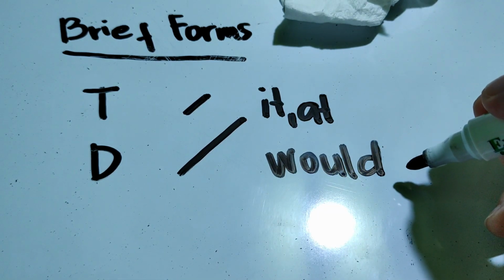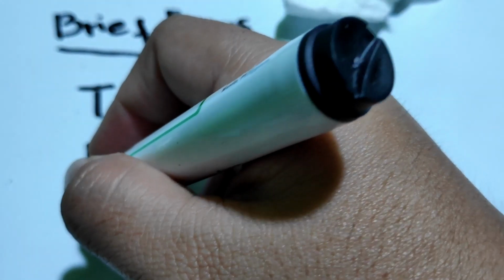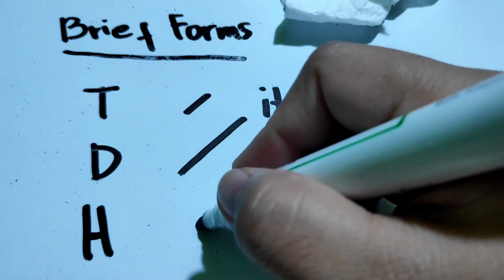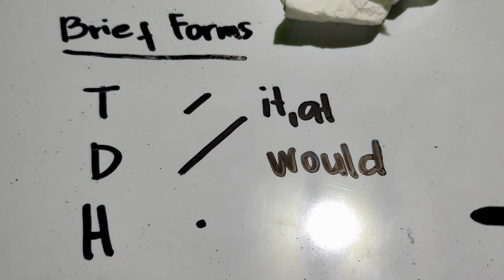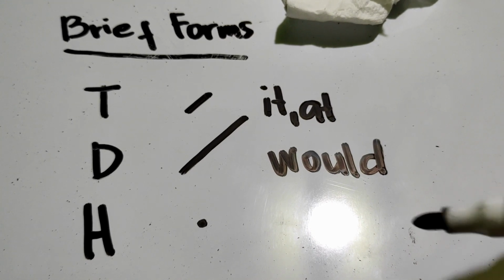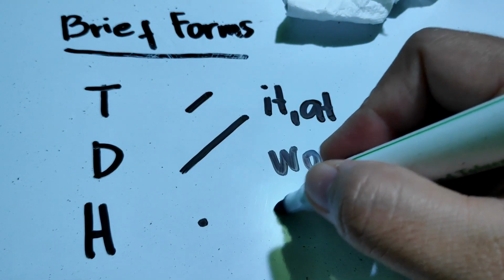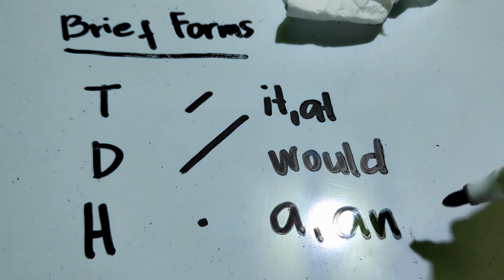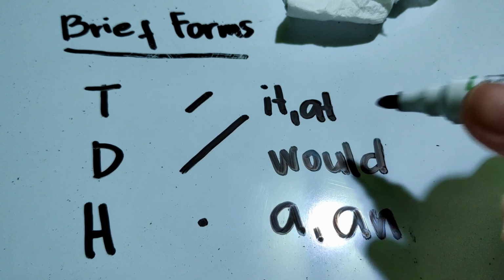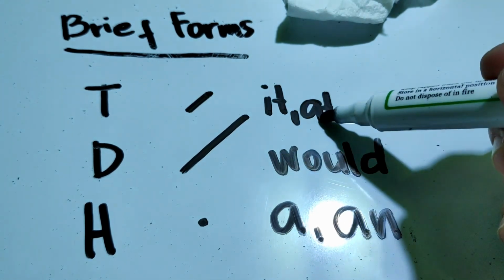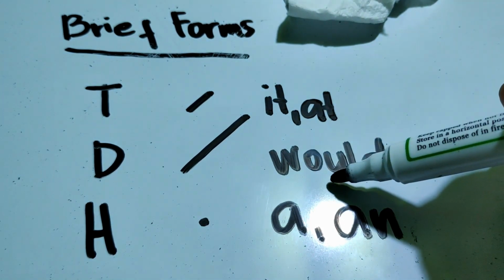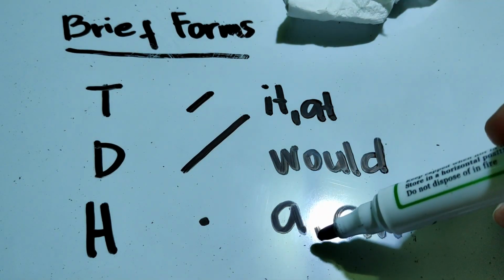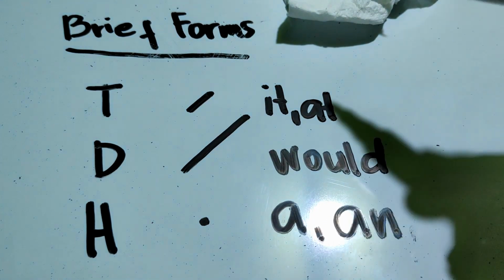Kuha. For the letter H, which is ang letter H is tuldok lang siya, right? If you remember your consonants. So, ang letter H, ang iyahang transcription nga word is a and an. Okay? So, for the letter T, it's it and at. For the letter D, it's would. For the letter H, it's a and an.